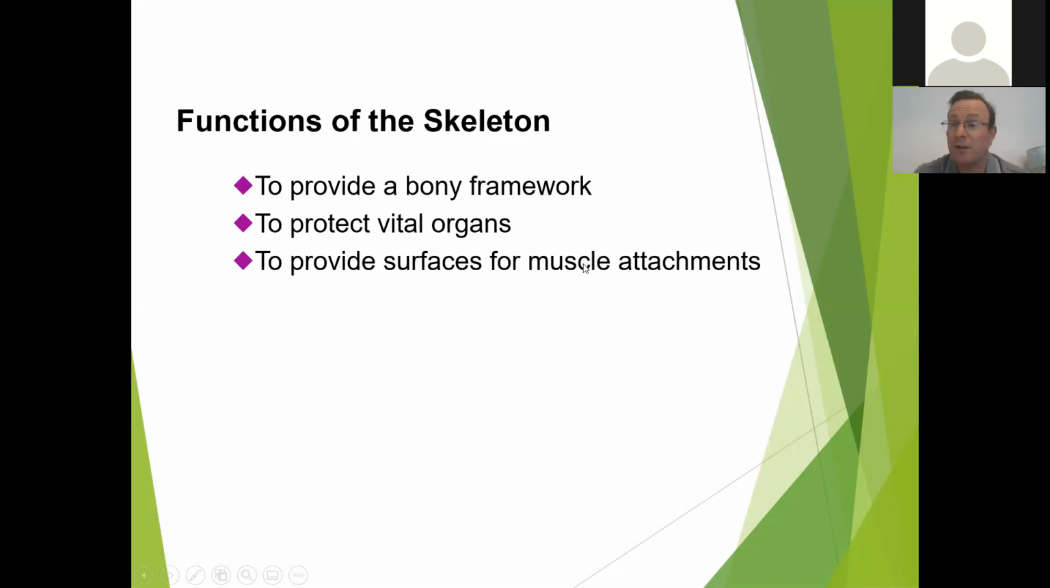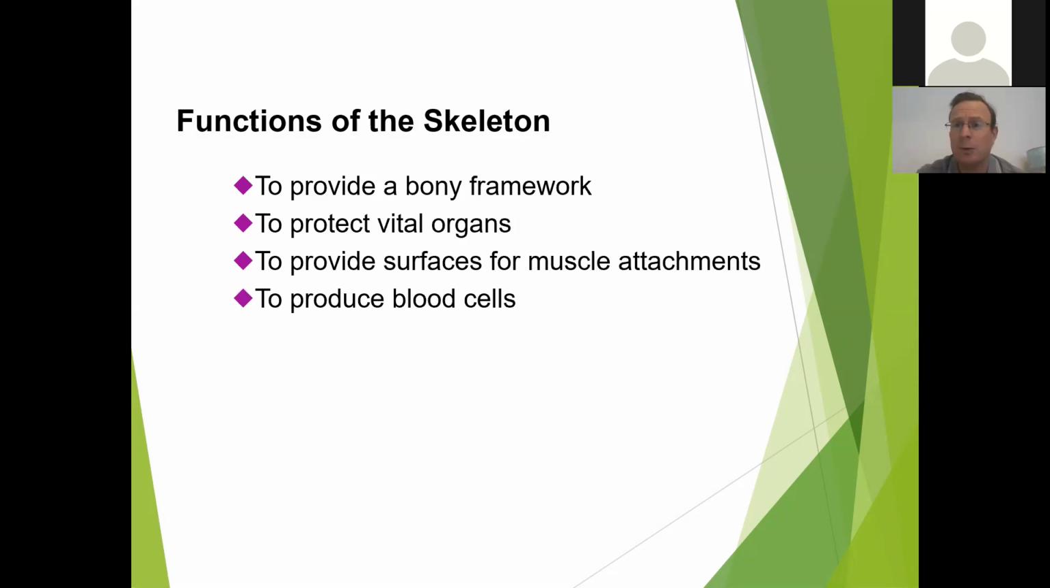It provides a surface for muscle attachments. Muscles need to attach onto something to create levers to allow movement to happen. So muscles attach onto the surfaces via tendons. Tendons are very rigid cords which transmit that force through onto the bone.